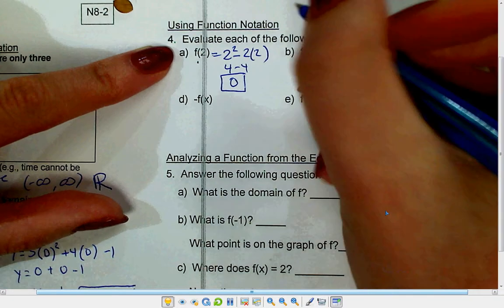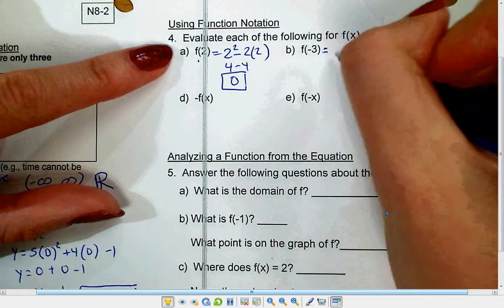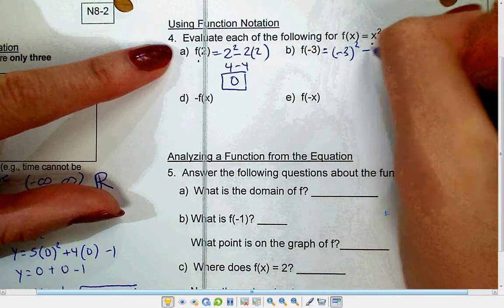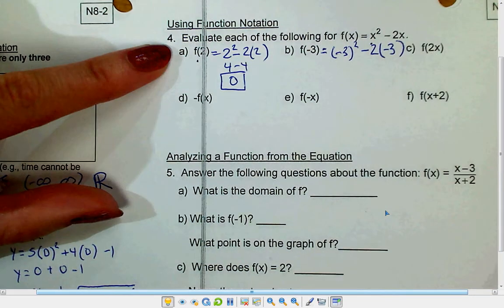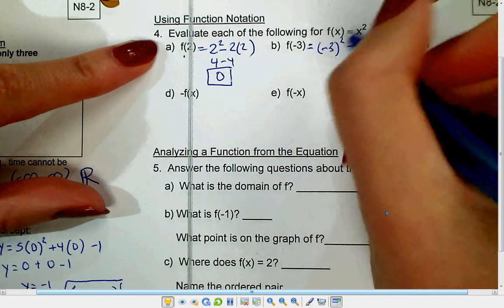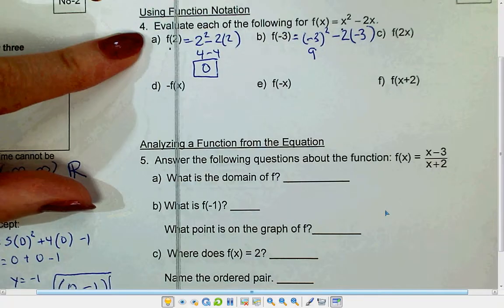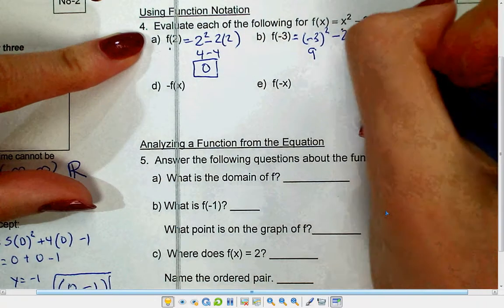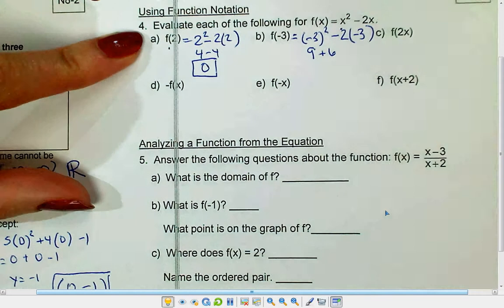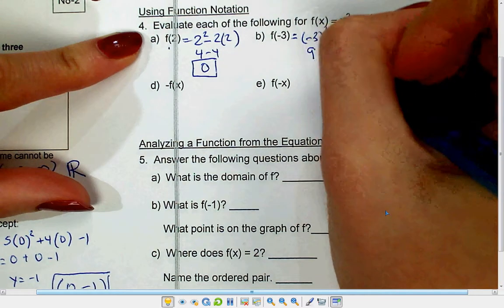Easy peasy. Now we're going to plug in negative 3 for x, so negative 3 squared minus 2 times negative 3. Negative 3 squared gives you a positive 9, because negative times a negative. Negative 2 times negative 3 gives you a positive 6. Add those two together, you get 15.